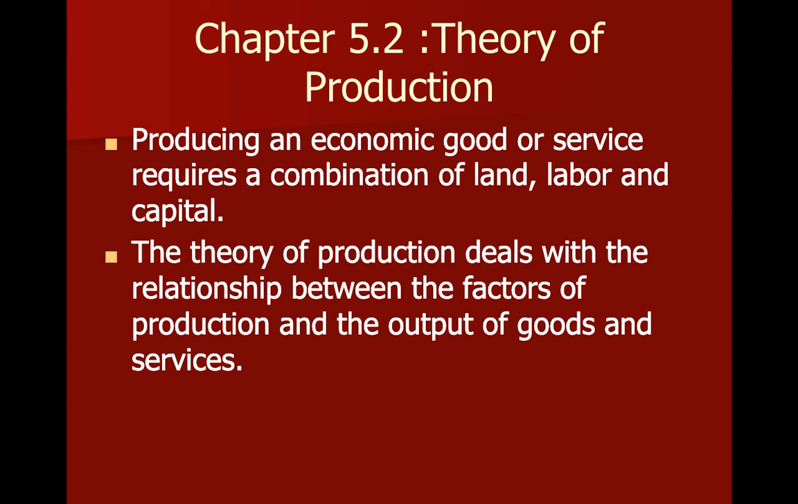So chapter 5.2 is the theory of production. Producing an economic good or service requires the combination of land, labor, and capital. So we're kind of going back to those big four ideas, but here we're taking out entrepreneurship and its actual production of those things. The theory of production deals with the relationship between the factors of production and the output of goods and services.